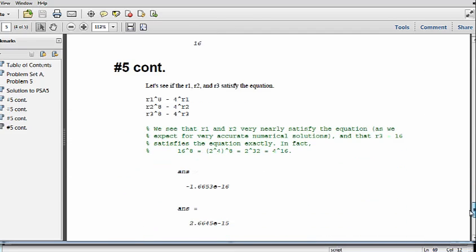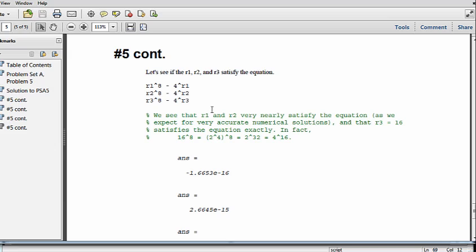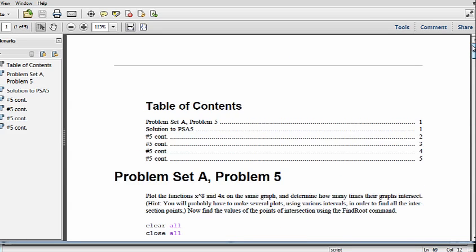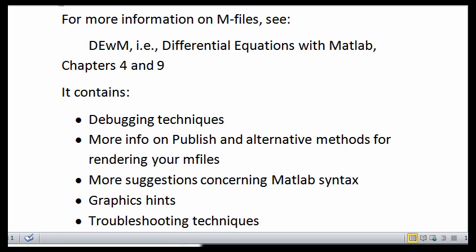So this is now, as I said, a PDF. You can save it and email it, whatever you would like to do. You could print it, turn it into your instructor. That concludes our discussion of M-files, how to write them and organize them and publish them.